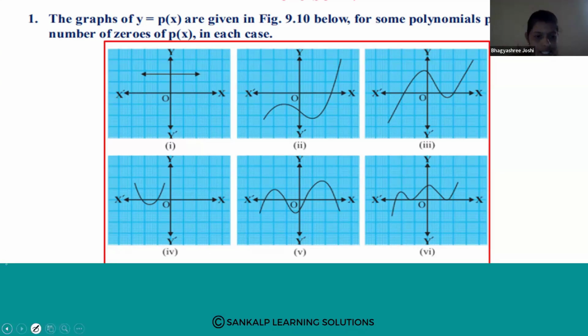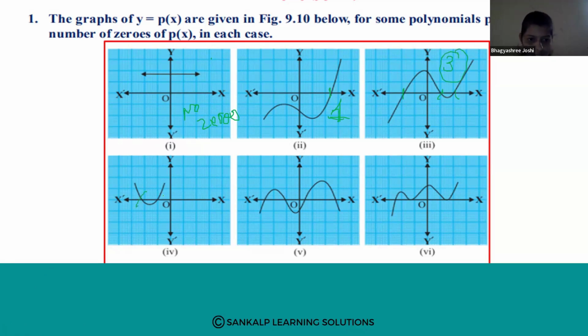Next, here also some graphs are there. In this case, how many zeros does it have? It is not intersecting the x-axis, therefore it has no zeros. Next, in this case, how many times does it intersect the x-axis? Only one time. Therefore, 1 zero. Here, 1, 2, 3 means 3 zeros it has.